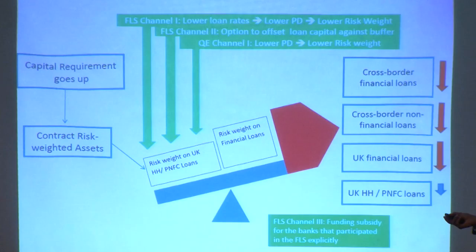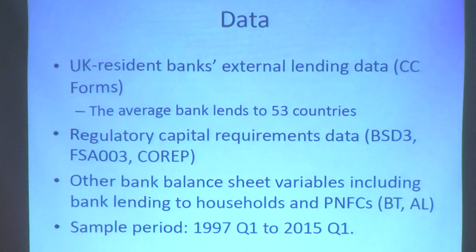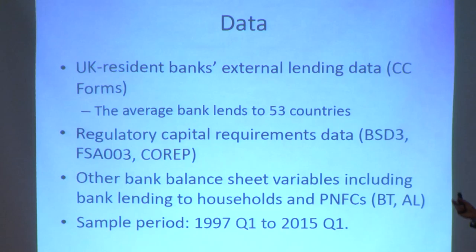So the data we use in this study is the Bank of England's microbanking data set on external lending by banks. So for each of the banks, we know exactly which countries they lend to. And the average UK bank lends to around 53 countries. And we try to make use of that variation.